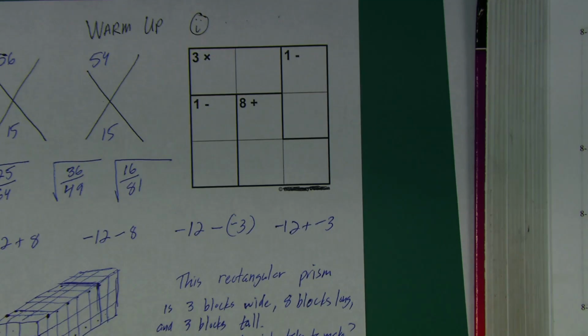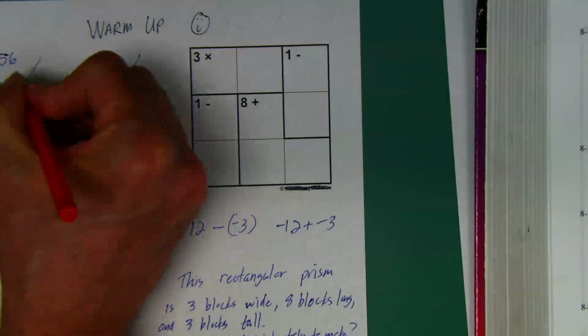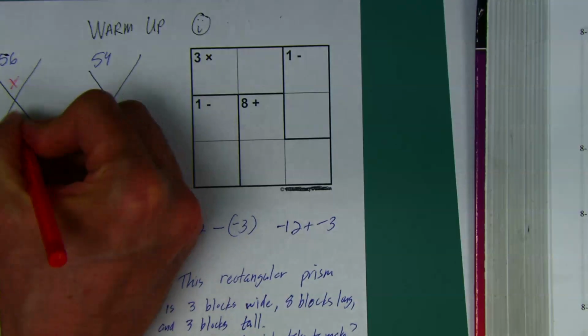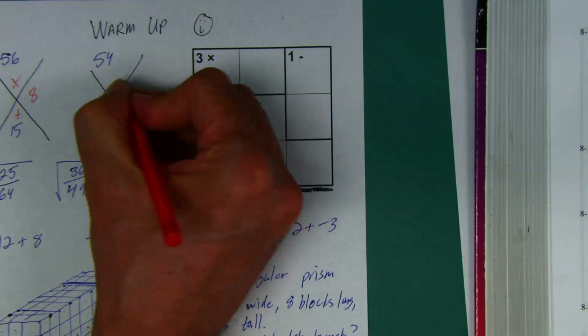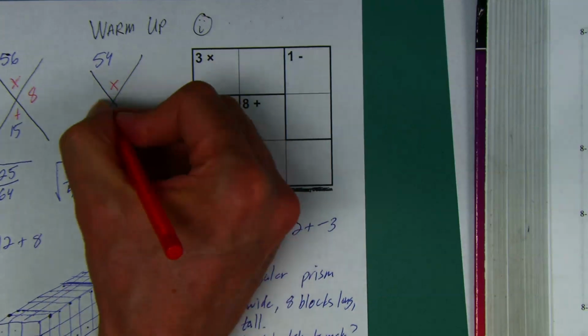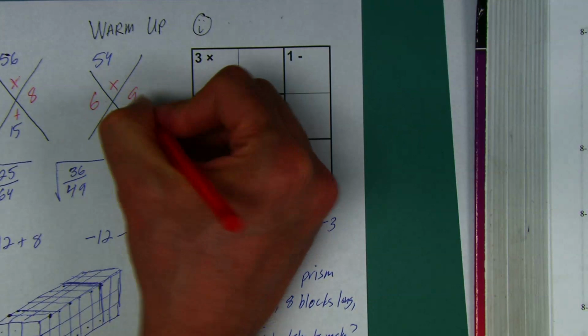First off, I got these 2 diamonds. First diamond says 56 and 15. The second diamond says 54 and 15. What 2 numbers have a product of 56 but a sum of 15? That's going to be 7 and 8. How about 54 is the product and 15 again is the sum? That's going to be 6 times 9.